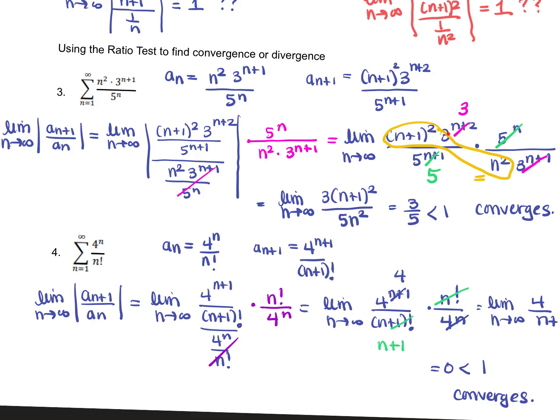All right, so here the degrees are equal, which means it's the ratio of the leading coefficients, which is less than 1, so it converges. And here I just wrote it concisely so you can see it.